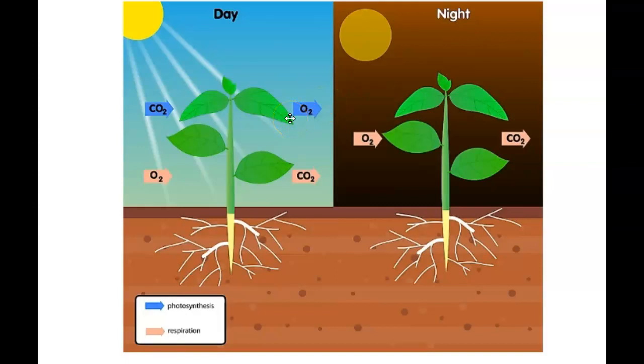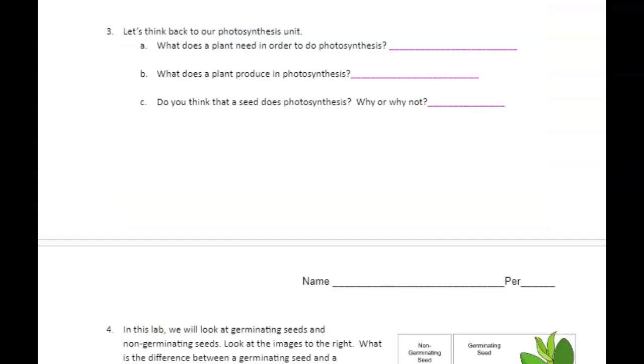And if you remember our equation for photosynthesis, we had to take CO2, plants need CO2. They also needed some water, and they needed sunlight. In the end, they were going to make sugar and oxygen. So those are the things that we are using and also the things that we are making from photosynthesis.